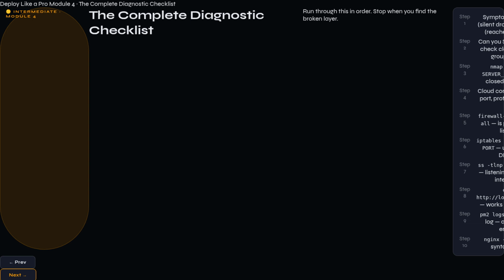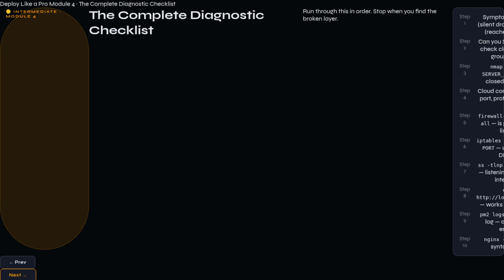Check the active zone. Step 6: Check iptables for unexpected rules: sudo iptables -L -n and grep for the port. Check the NAT table too. Step 7: Check the service is listening: sudo ss -tlnp | grep port. Is it listening on 0.0.0.0 or 127.0.0.1? Step 8: Test from localhost: curl http://localhost:port. Does it work?